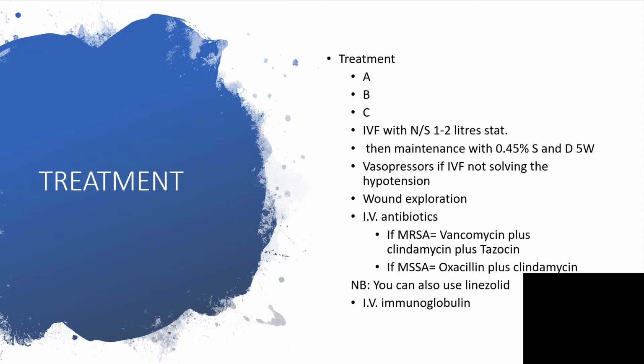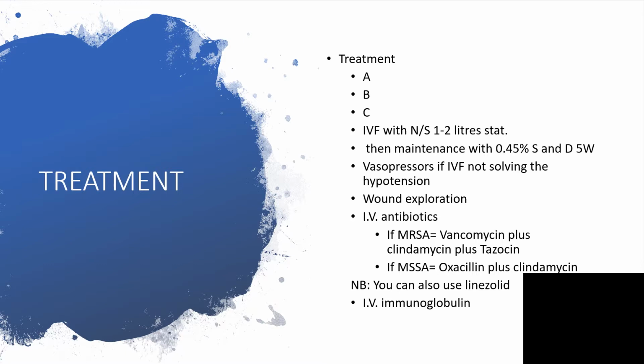Normal saline, 1 to 2 liters to start. Then maintenance with 0.45% saline and D5 water. Vasopressors, if IV fluid is not solving the problem. And of course, we have to explore the wound. We'll give our antibiotics intravenously.